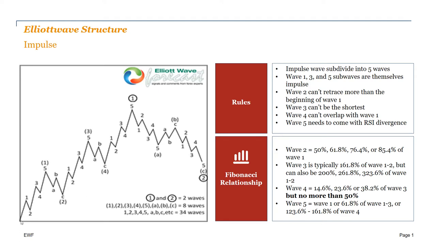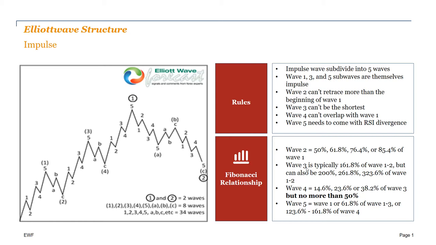So if you measure the length of wave 1 and then you project it from the wave 2, then the wave 3 length should be at least, typically, 161.8% of the wave 1. So that's what we say here. All right, so wave 3 usually is elongated or extended, and typically is around 161.8%, but it can be even more than that.